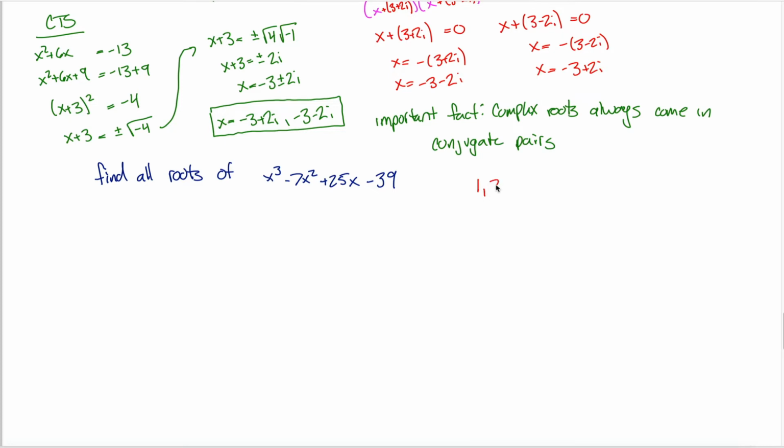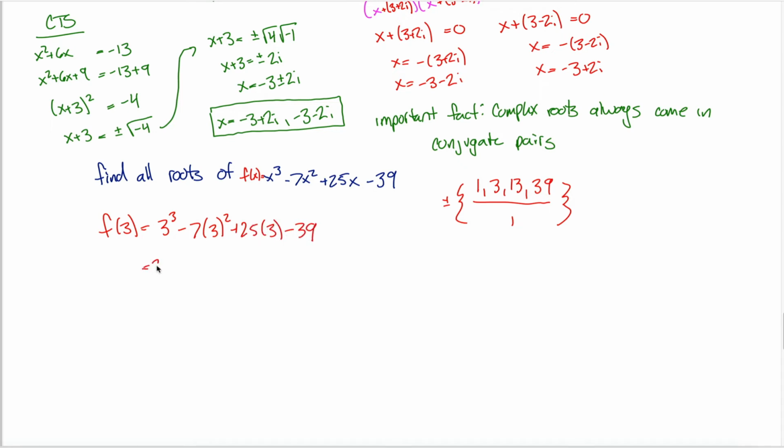So what's that? 1, 3, 13, and 39. And dividing those by the factors of 1, I get plus or minus 1, 3, 13, and 39 as my possible roots. You play with those for a little while, maybe with the help of a calculator, and what you see is, if we call this polynomial f of x, f of 3 ends up being equal to 0. f of 3 would be 3 cubed minus 7 times 3 squared plus 25 times 3 minus 39.